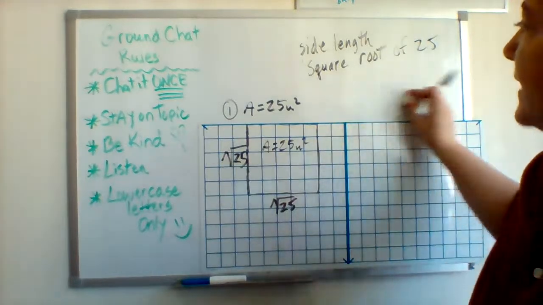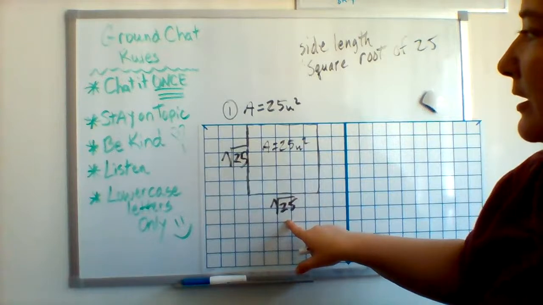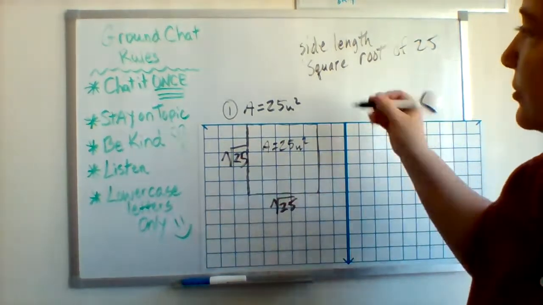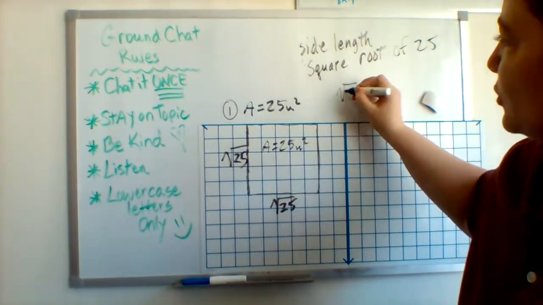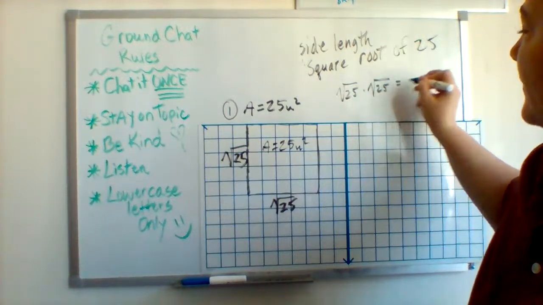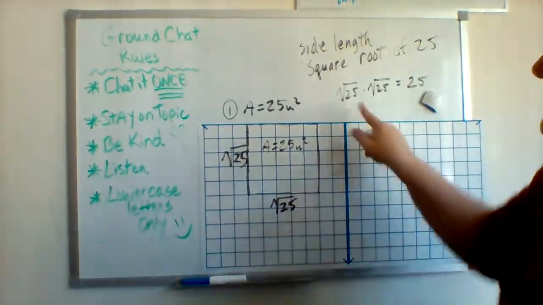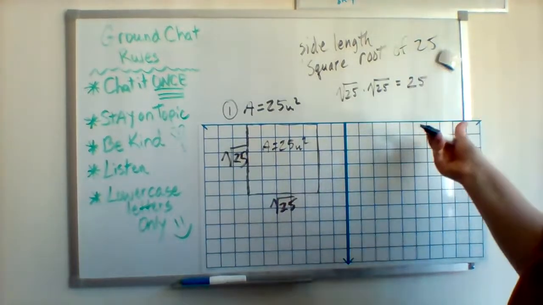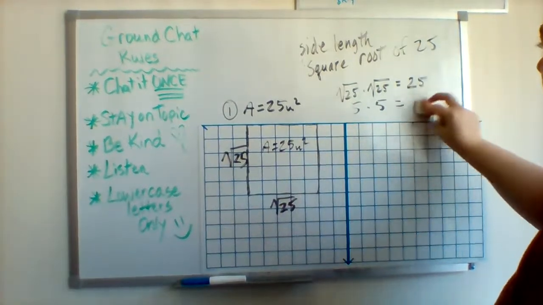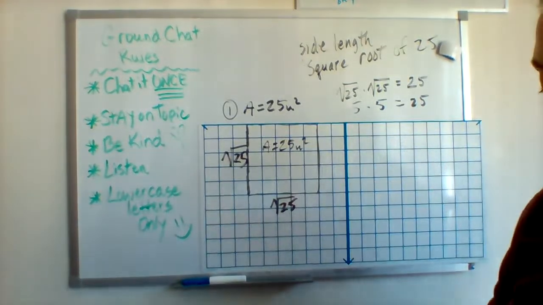So, doesn't that mean if this is 5 and this is 5, and the area of the square is 25, doesn't that also have to mean that if I have the square root of 25 and I multiply it by the square root of 25, that my answer has to be 25? Isn't that true? Isn't 5 times 5 25? Do you agree or disagree?